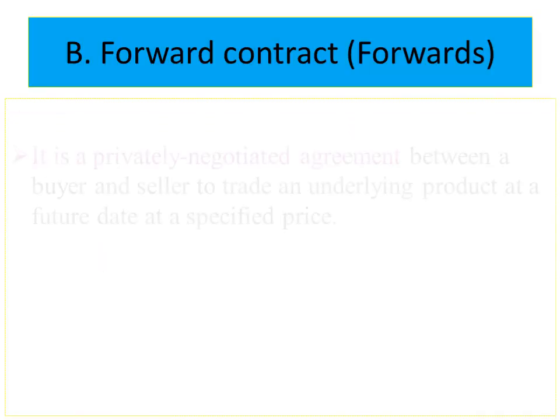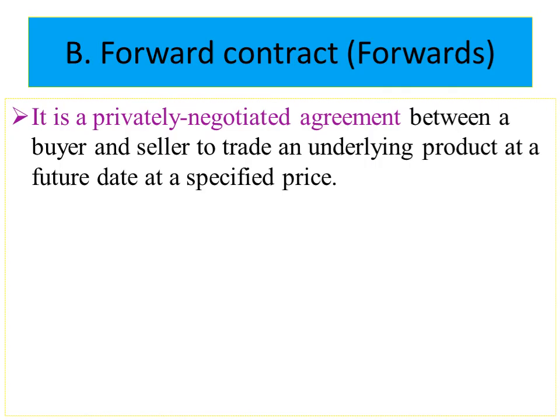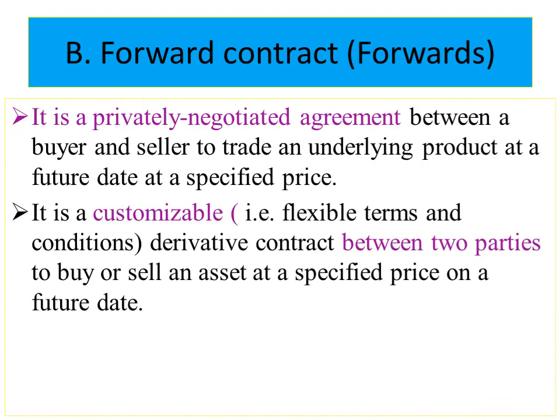When we come to forward contracts, or forwards, it is a privately negotiated agreement between the buyer and the seller to trade an underlying product at a future date at a specific price. In opposite of the future contract, a forward contract is not bound legally, but privately you can negotiate with the buyer and the seller. The seller and the buyer can negotiate among themselves. It is customizable, with flexible terms and conditions.